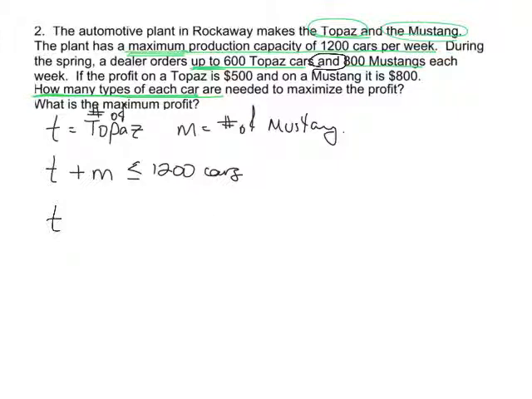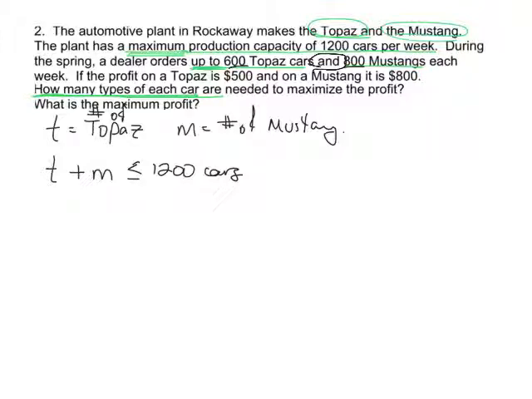So you might be tempted to write T plus M, and notice I said tempted to, that T plus M is going to be less than or equal to. Well, now what do you put in? Do you put in 600? Do you put in 800? Do you total it and say 1,400? Let's think about that for a second. 1,400. That means that if I leave it like this, then I could say 0 Topaz and 1,400 Mustangs. That would let this equation work. However, if you read this particular sentence again, it won't work. It says up to 600 Topaz and 800 Mustangs each. So I've got this particular inequality set up incorrectly.